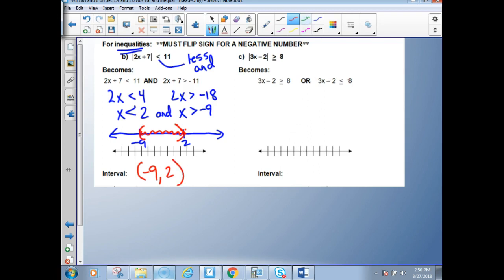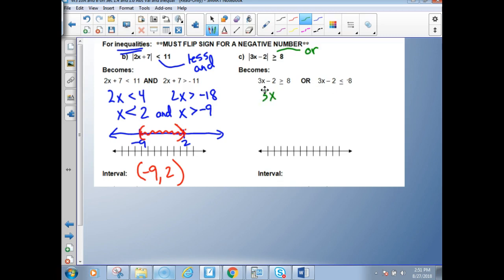Now this one has the absolute value of something is greater than a number. Greater than, those situations are your ors. Okay, so you write the two separate inequalities. 3x minus 2 is greater than or equal to 8, or 3x minus 2 is less than or equal to -8. Remember to flip the symbol when you change the sign.